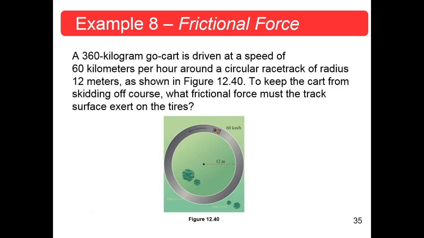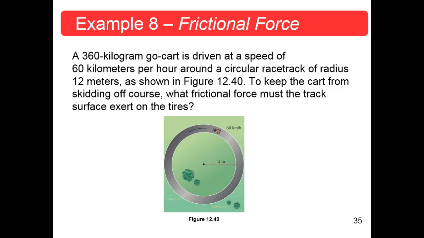All right, we've got several things we're going to have to do here. One is a unit issue, and I don't know how much they're going to get involved with that. Let's see what we can do without the unit issue. A 360 kilogram go-kart is driven at a speed of 60 kilometers per hour around the circular racetrack of radius 12 meters. To keep the cart from skidding off course, what frictional force must the track exert on the tires?